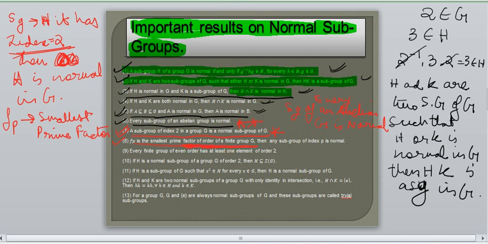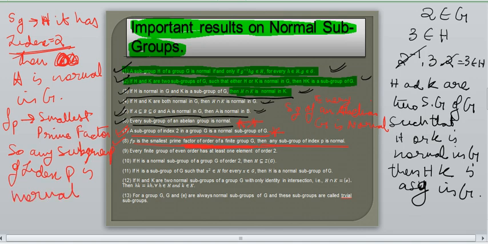Then any subgroup of index p is normal. So any subgroup of index p is normal, provided that p is the smallest prime factor of the order of a finite group. It cannot be an infinite group, not possible.